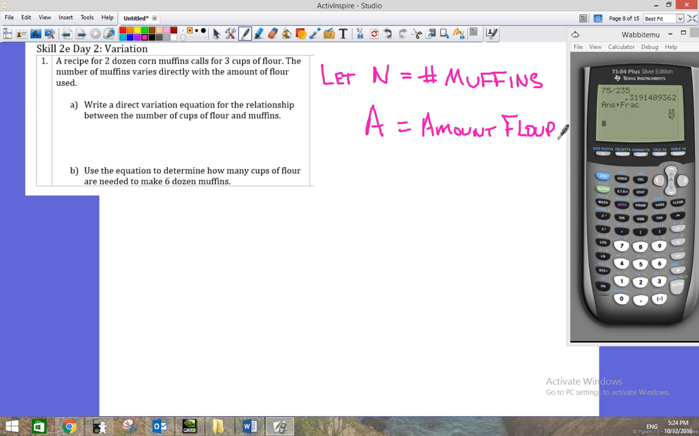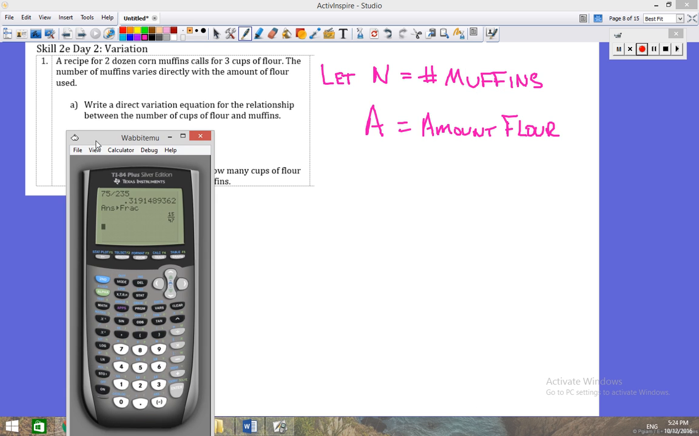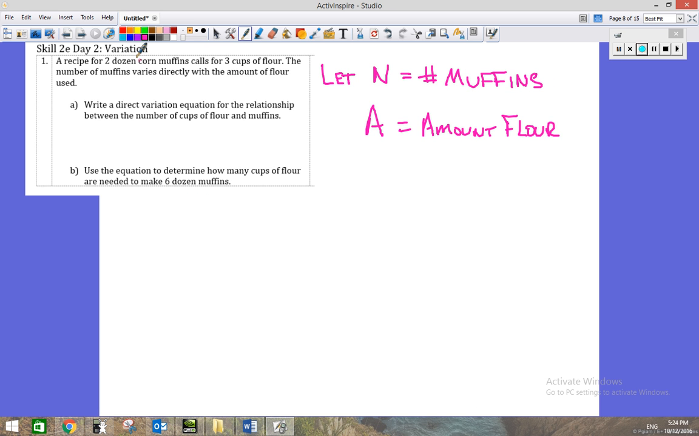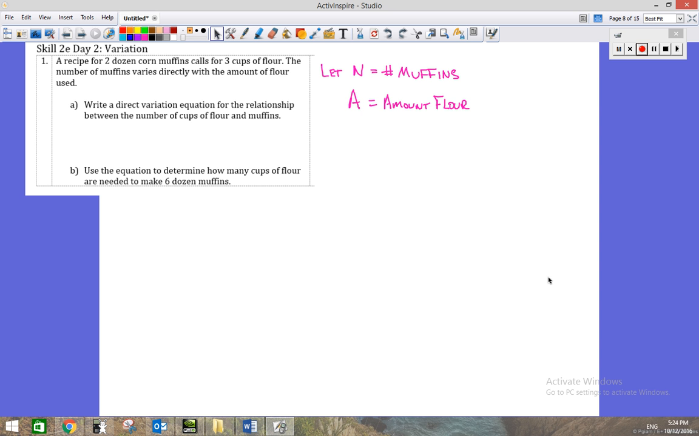Now, I remember that some people counted their muffins in units of a dozen. I'm just going to count my muffins in terms of single units, so it's not dozens, it's just a single muffin. So 1 dozen muffins to me is 12 muffins. Alright, so in part A, it wants me to write a direct variation equation for the relationship between the number of cups of flour and the muffins.